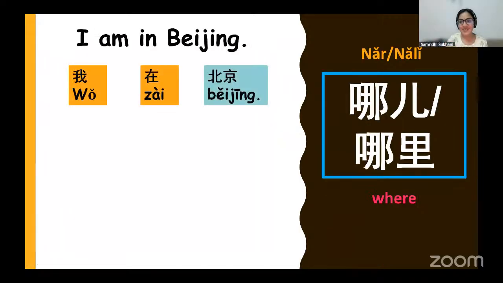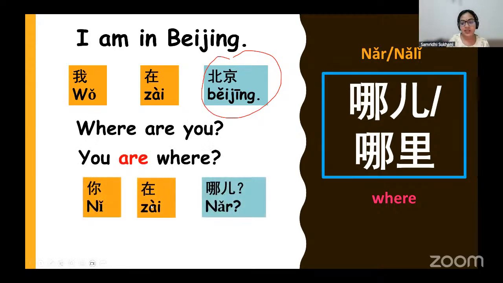So next is this only. Where in Chinese is nar or nali. So how will you ask the question, Dheeraj? Try. So you have to just replace the answer with the question word. The answer is Beijing, right? So this becomes Ni zai nar. Yeah, very good. So ni zai nar is basically the question.